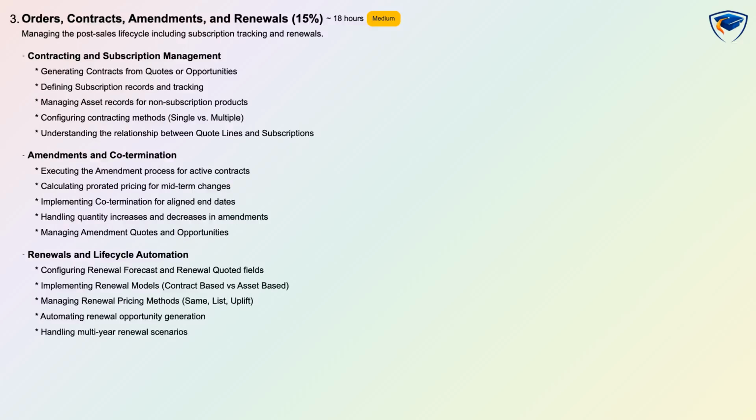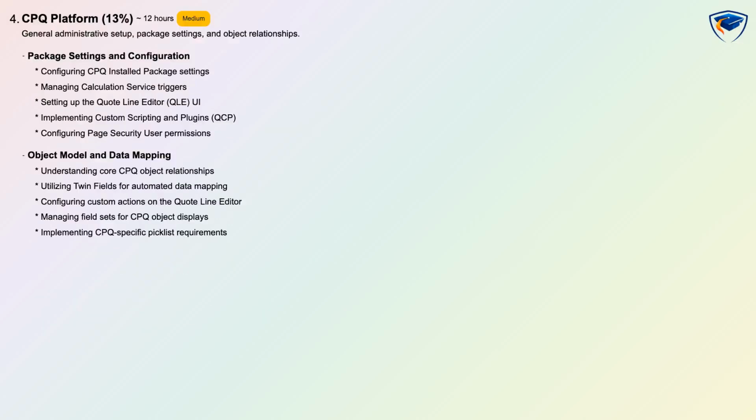for renewal opportunity generation. CPQ platform is 13%, medium difficulty, with about 12 hours of study and a mix of conceptual and scenario assessment. Study package settings, calculation service triggers, and the quote line editor UI, and practice implementing custom scripting and plugins when needed. Learn the CPQ object model, use twin fields for automated mapping, configure field sets and CPQ-specific pick lists, and set page security and permissions for users.